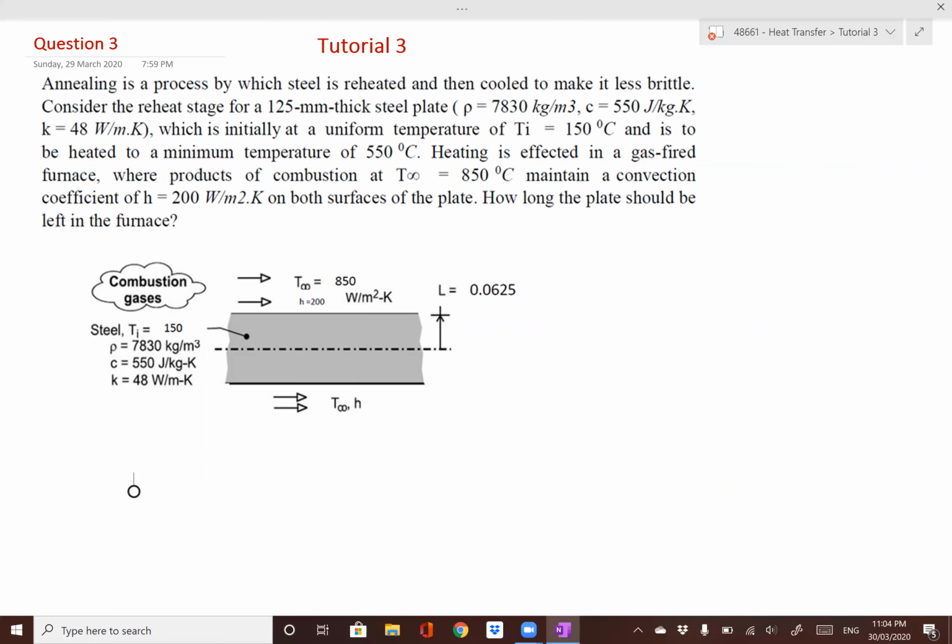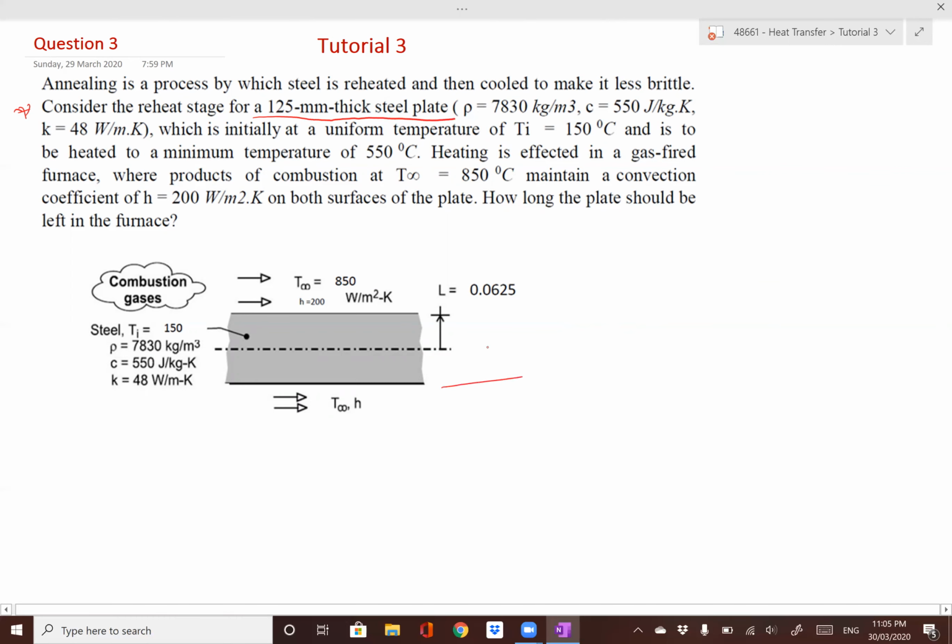Okay, so this one is a problem related to the annealing process. This process is used to make steel less brittle. So first preheat the steel, then cool the steel to make it less brittle. Okay, now there's some consideration given. So consider the preheat stage for a 125 millimeter thick steel plate.